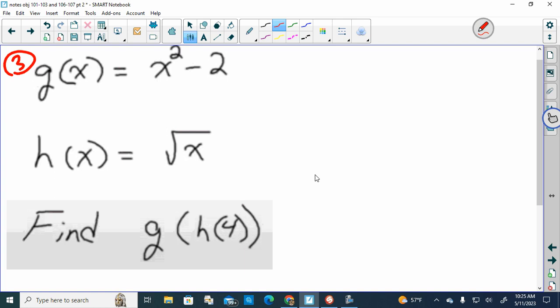Yes. So you're actually going to plug a value. No, if you can do it in your head.